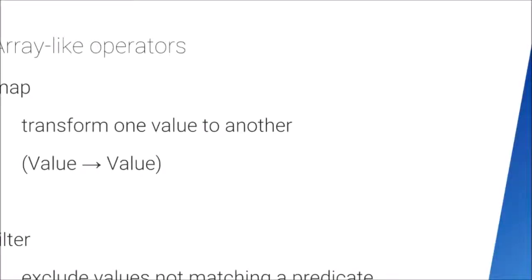So the first set of operators I'm going to talk about are ones we're pretty much used to dealing with on arrays already. There are a few of them, but the most important two are map and filter. So map works identically to an array. It transforms one value to another using a projection function. Filter, on the other hand, uses a predicate to decide whether to include or exclude each individual value that's coming through.